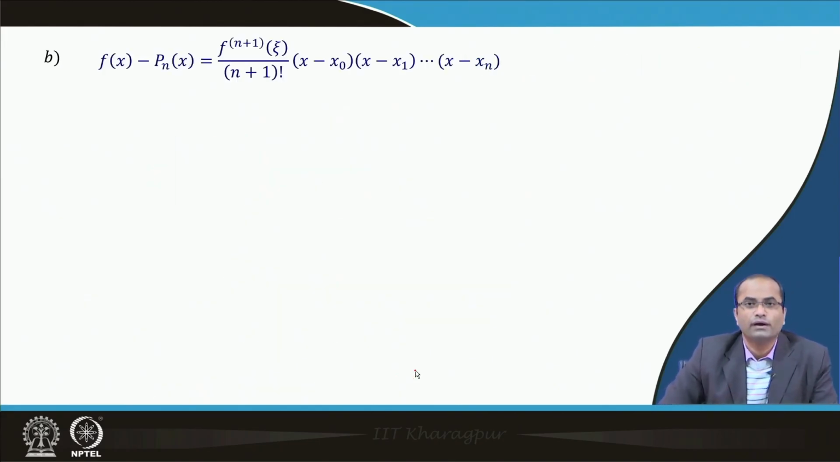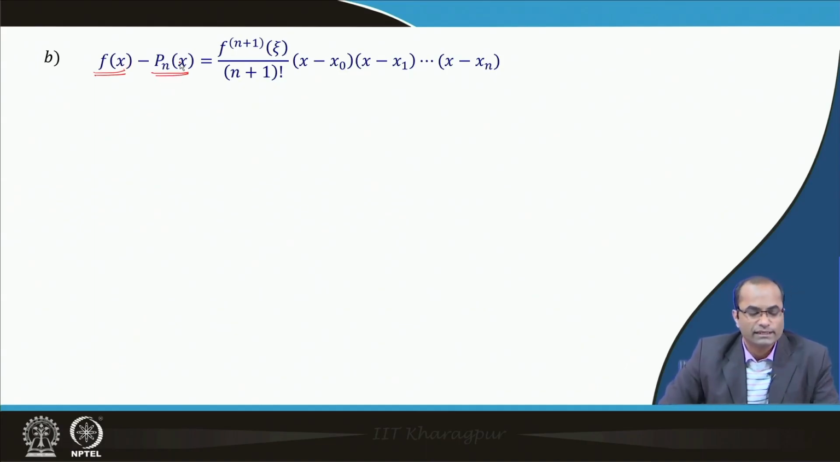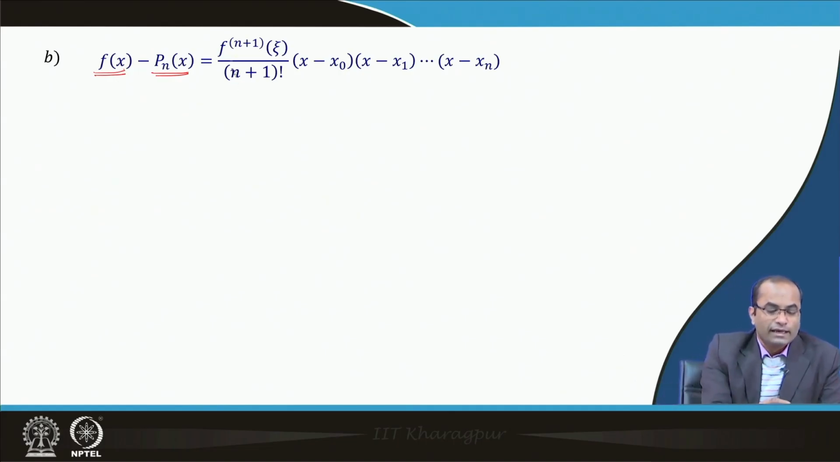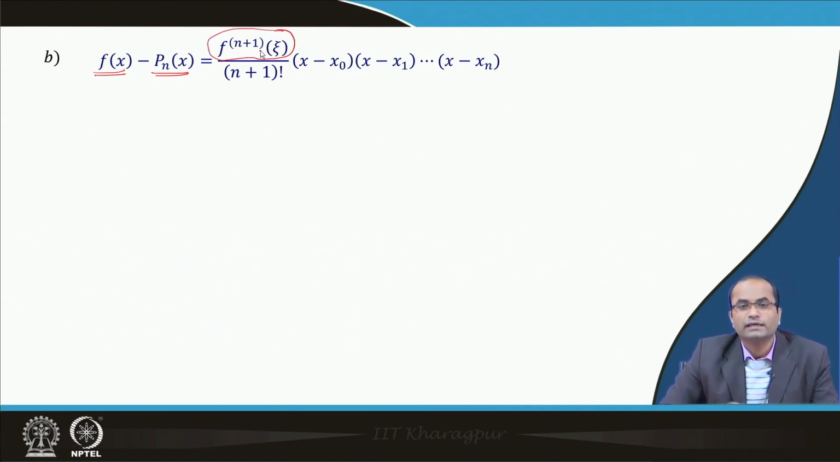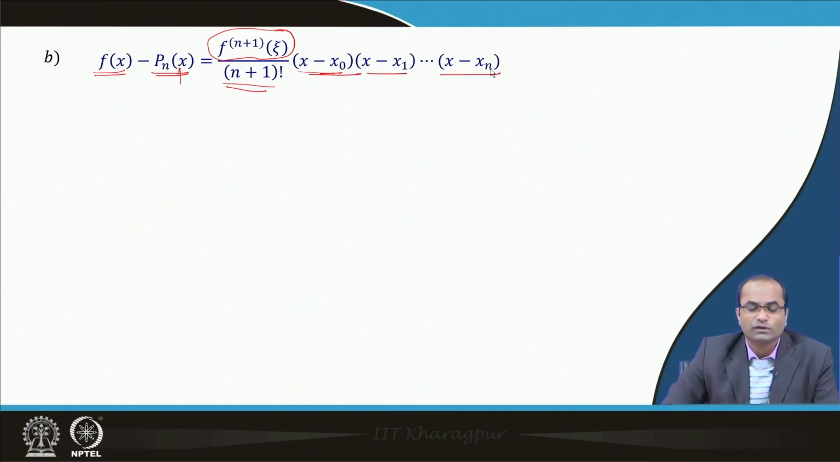Now, coming to the error part. Just to recall, there was a formula which we have derived: if f x is the actual function and the corresponding polynomial is p n x, taking n plus 1 values of this f x, this was the formula which uses the n plus 1th derivative at some point xi in this range, which contains x 0, x 1, x n and this x point. And then we have this product x minus x 0, x minus x 1 up to x minus x n.